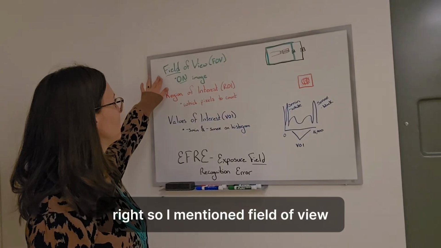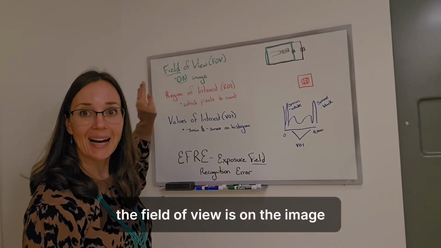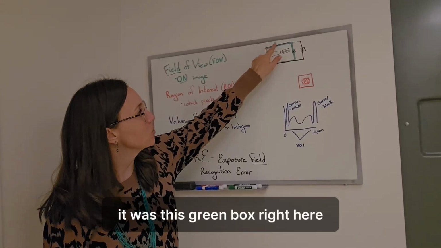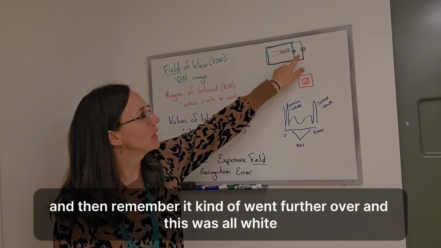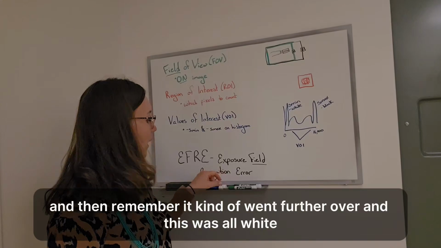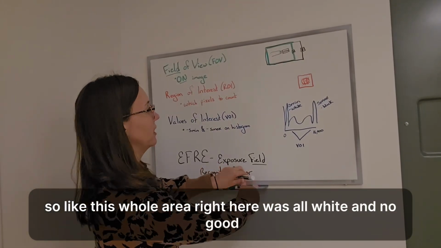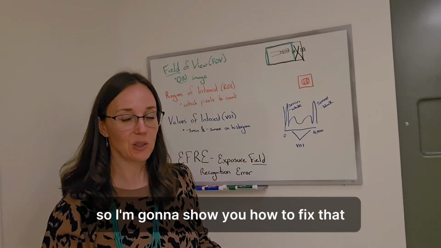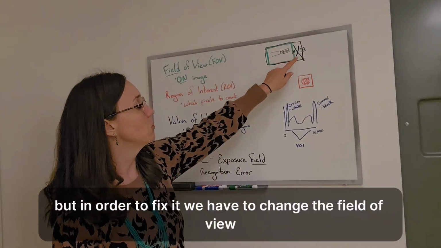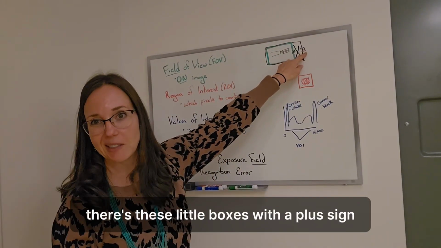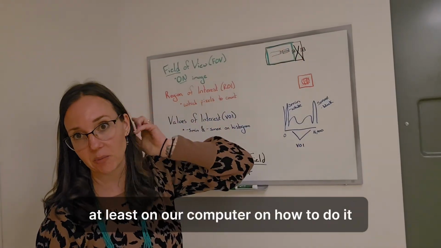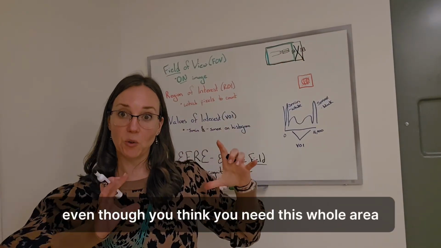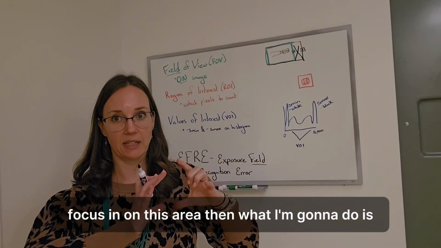So let's talk about these terms. I mentioned field of view. The field of view is on the image. When we have our picture of our knee, it was this green box right here, and then remember it went further over and this was all white. This whole area right here was all white and no good. We don't want that, so I'm going to show you how to fix it. In order to fix it, we have to change the field of view. There are these little boxes with a plus sign, at least on our computer. It brings it over and tells the computer, even though you think you need this whole area, focus in on this area.